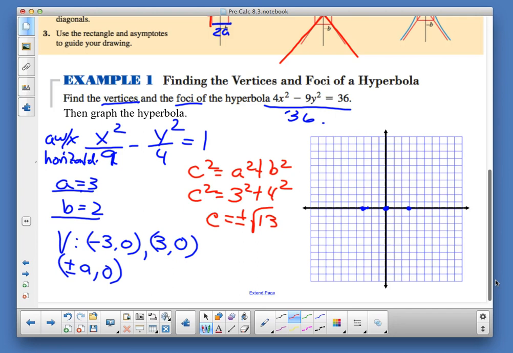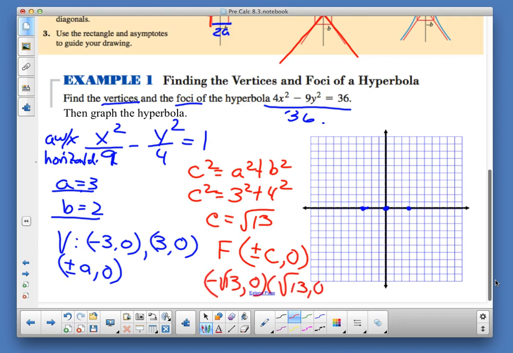So now my foci, which is that plus or minus c. I really should put that c. I guess I should be a little bit more careful. My plus or minus c, 0. So I've got negative square root of 13, 0, and positive square root of 13, 0.